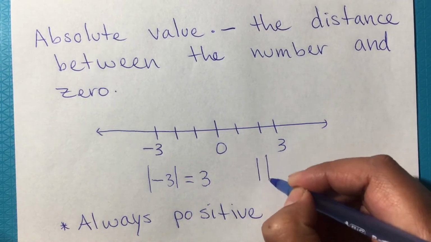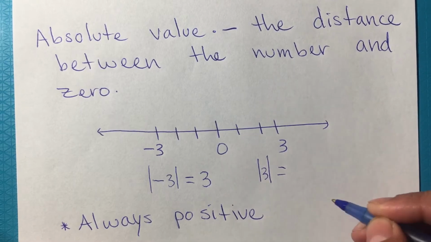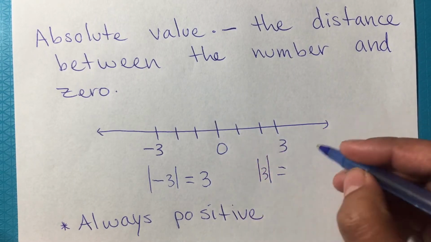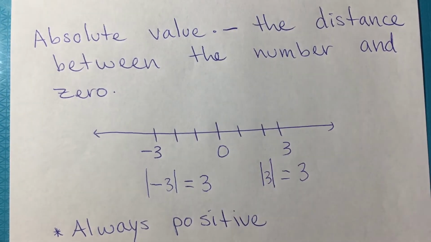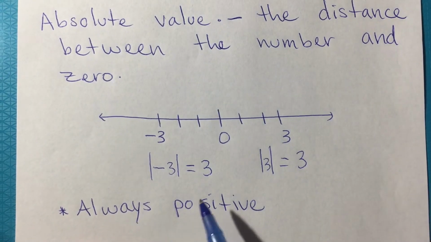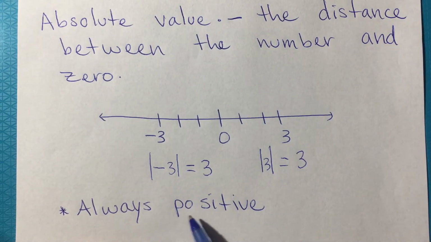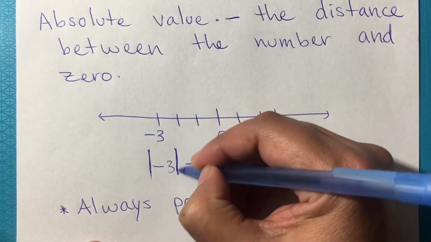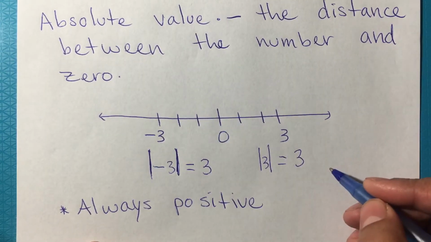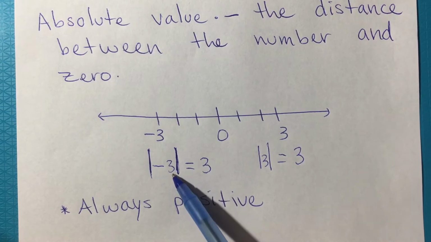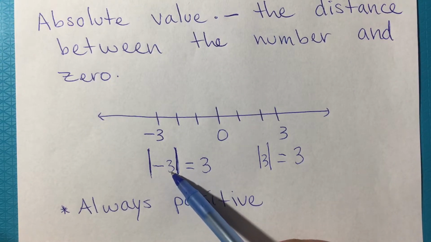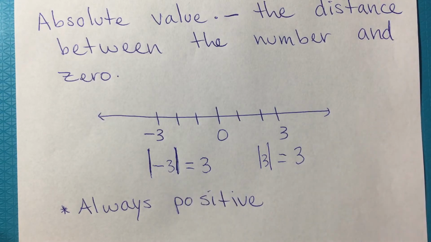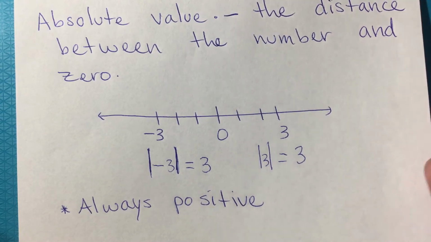The absolute value of 3, again, you have 3 spaces. So we can say that the absolute value of something is always positive. Some people call these the magic sticks because it makes everything inside positive. And you can take the absolute value of something only when you have a number. Not when you have an expression, you would have to solve for that.